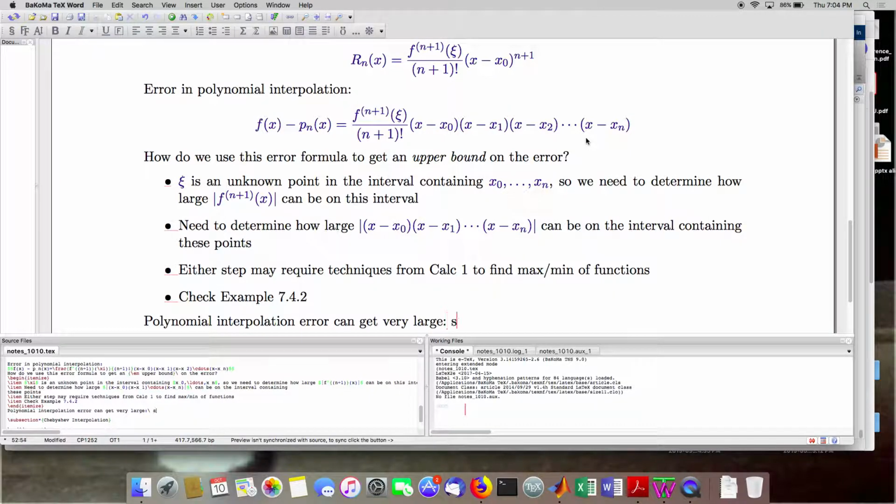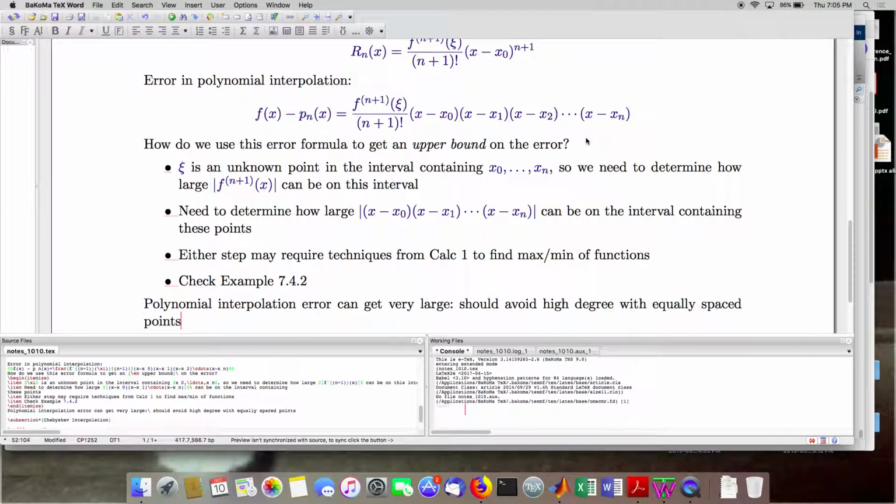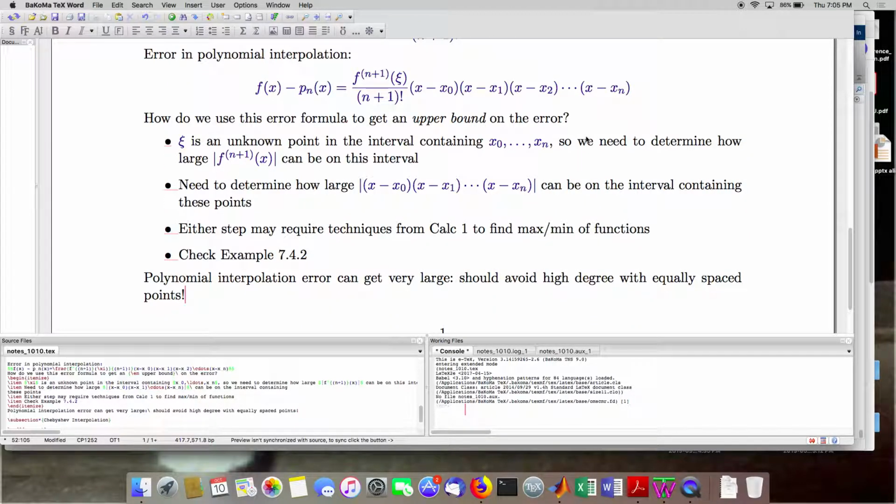In particular, you should avoid high degree with equally spaced points. You might think that a higher degree polynomial interpolation should work better, that the more points you use, the more accurate your approximation will be, simply because it's agreeing with a function at more points. And you also think that whether points are equally spaced or not shouldn't really matter. But both of these assumptions are wrong.